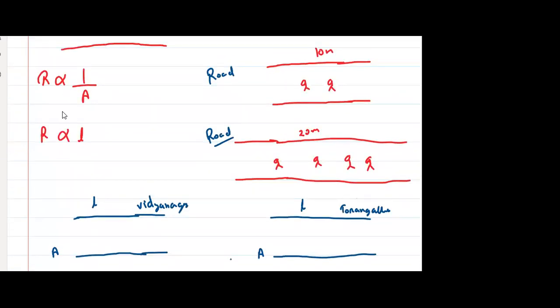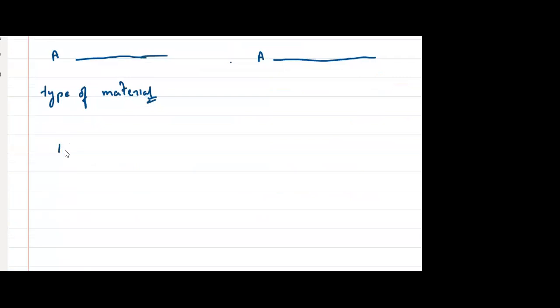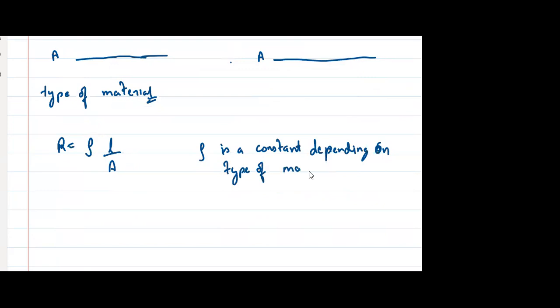So for that, in order to remove these, we have a constant which is called rho, right? And this rho is a constant depending on what? On type of material. ठीक है? And rho is called as resistivity. समझ में आया सबको? Tell me, सबको समझ में आया? Right? Yes, Rakesh. Directly proportional to L. So this is the formula of resistance.